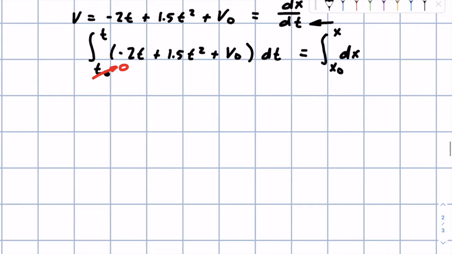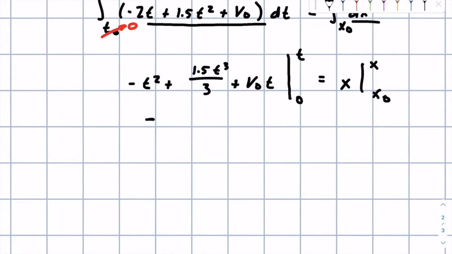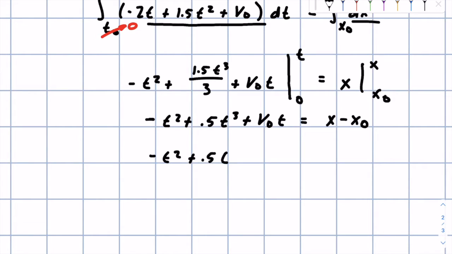So we're going to integrate this side here, and we're going to integrate this side here, so it's going to look something like this. We're going to get negative t squared, plus 1.5 t to the third all over 3 plus v naught times time, put in our bounds, 0 to t is equal to x with our bounds, x, x naught. And then plugging in our bounds, we're going to get -t² plus 0.5 t to the third plus v naught times time is equal to x minus x naught. And then I'm going to take this x naught and add it over to the other side, and we're going to get -t² plus 0.5 t to the third plus v naught times time plus x naught is equal to x.